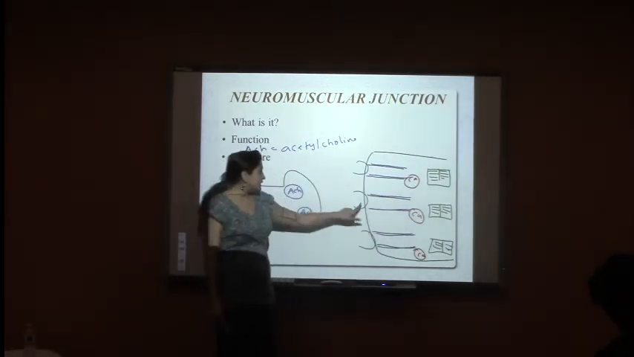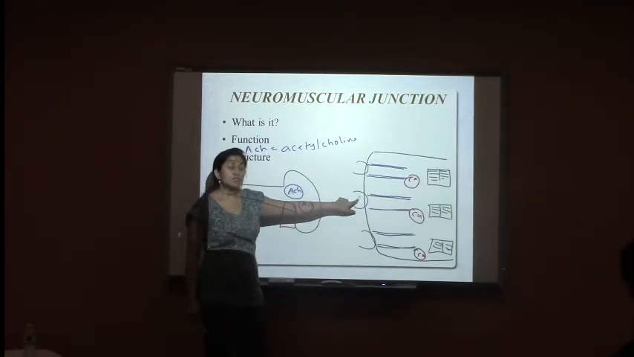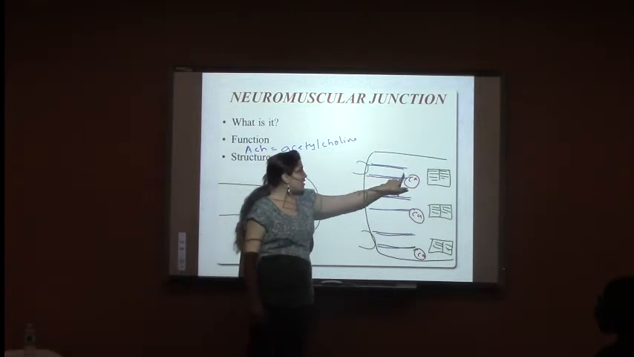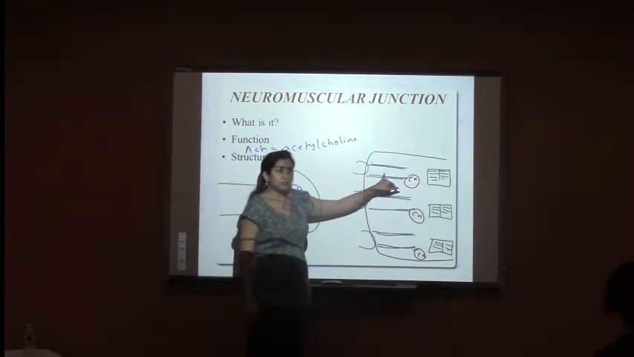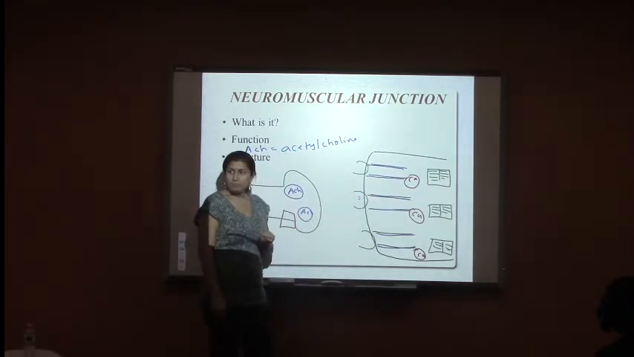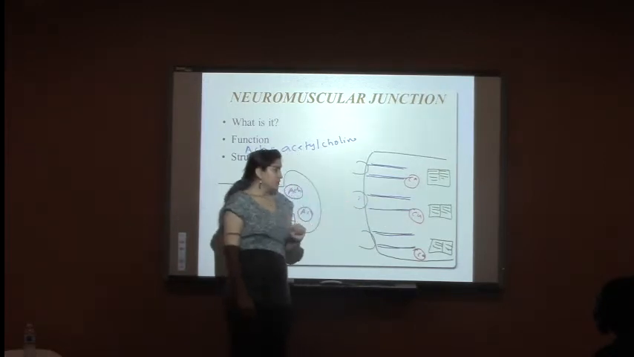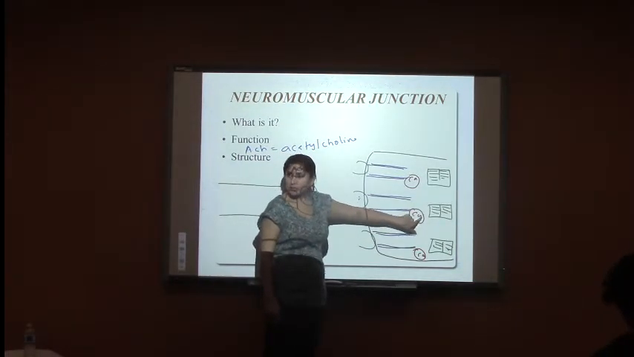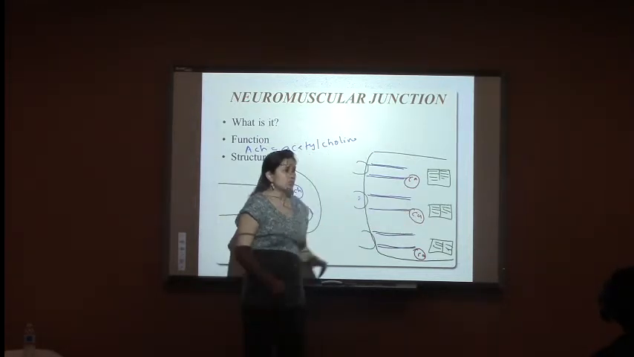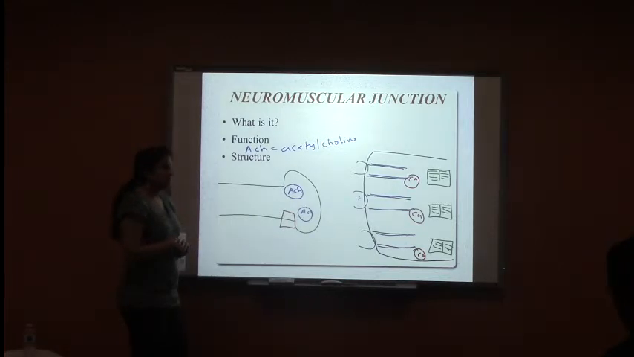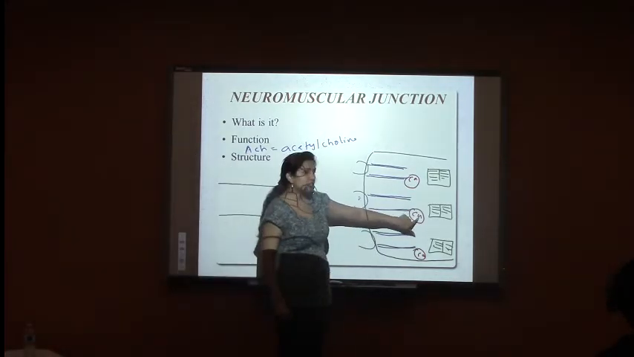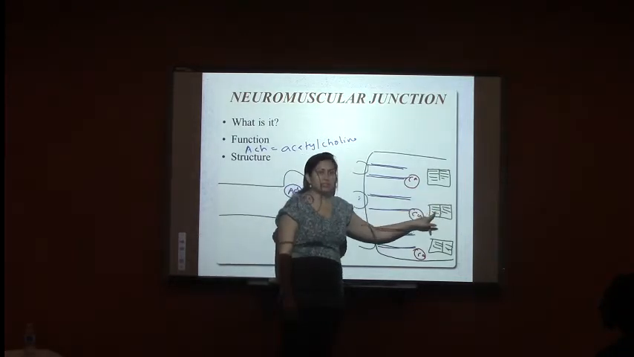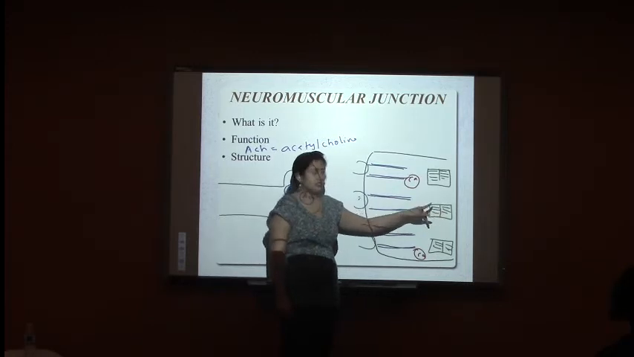Now the muscle cell has parts. These are the receptors. This is where the neurotransmitter will bind. These are T-tubules, which are passageways. This is the sarcoplasmic reticulum, which is the calcium storage site. These are sarcomeres, which contain thick and thin filaments.